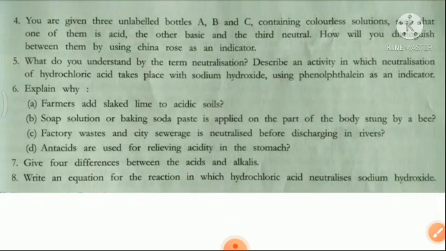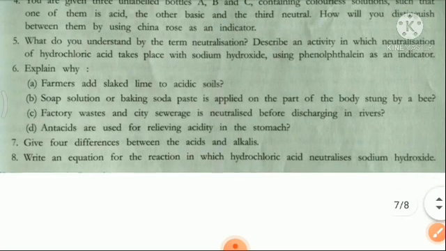What do you understand by the term neutralization? We all know what neutralization is. You can write it. Describe an activity in which neutralization of hydrochloric acid takes place with sodium hydroxide using phenolphthalein as an indicator. So this is there in your activity 5.5, so from activity 5.5 you can write.